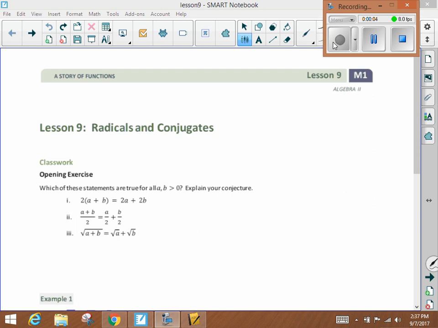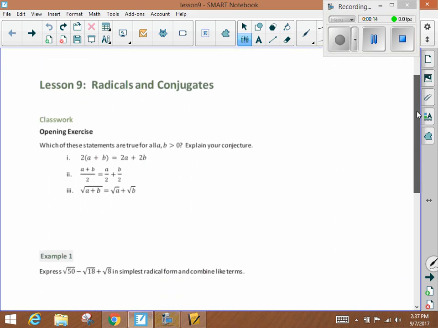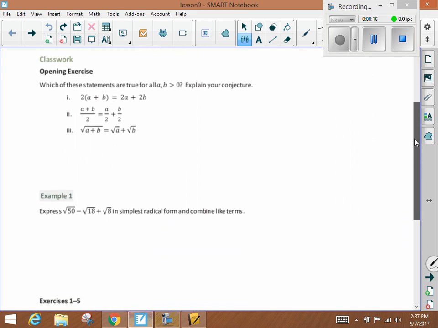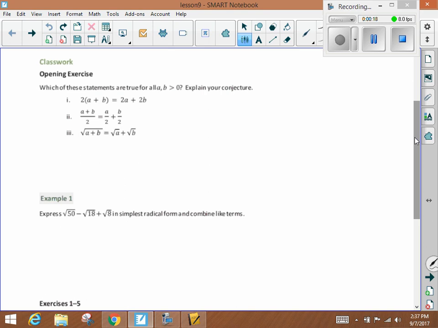Hey, pre-AP Algebra 2, let's do lesson 9. We're going to learn about radicals and conjugates. Sounds pretty radical. Anyhow, here we go. Let's look at some opening exercises.